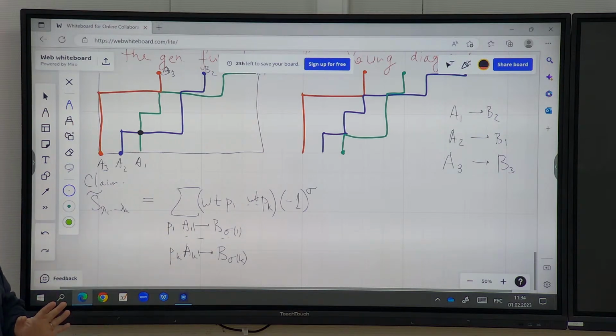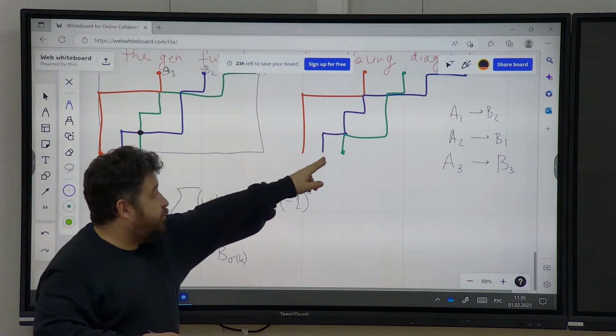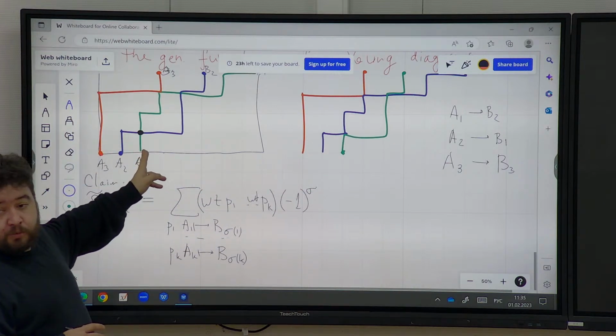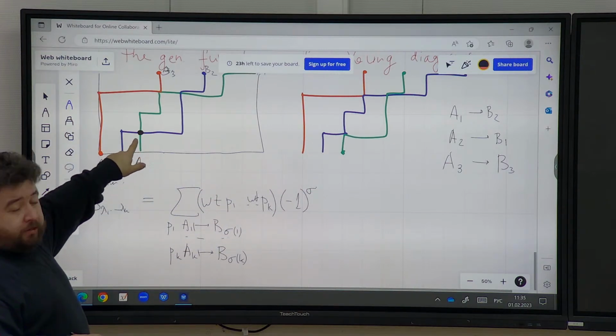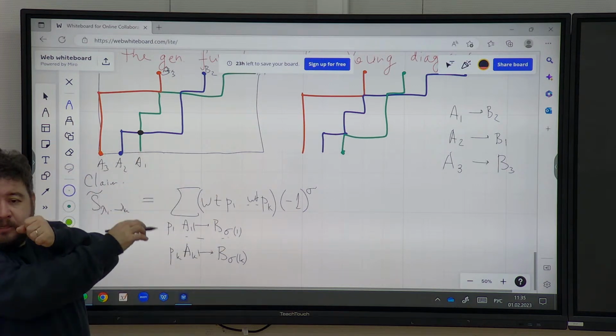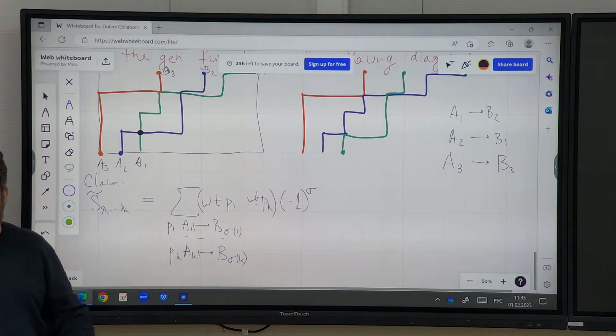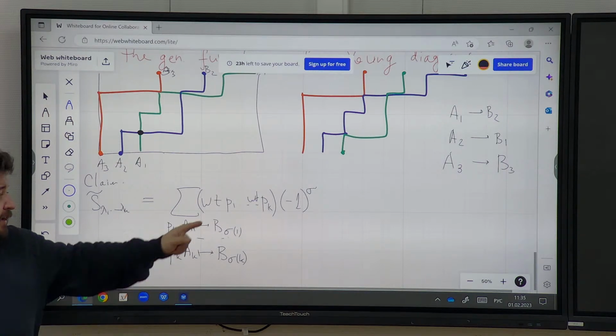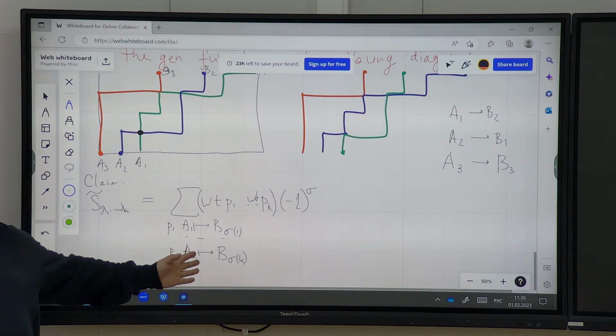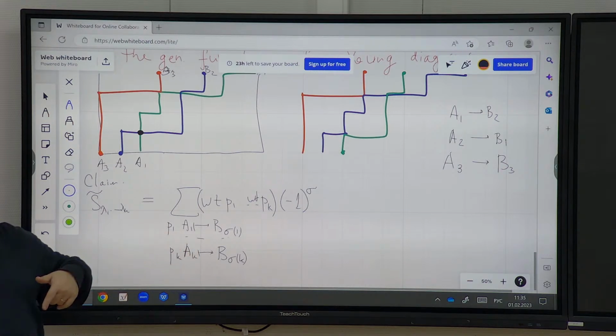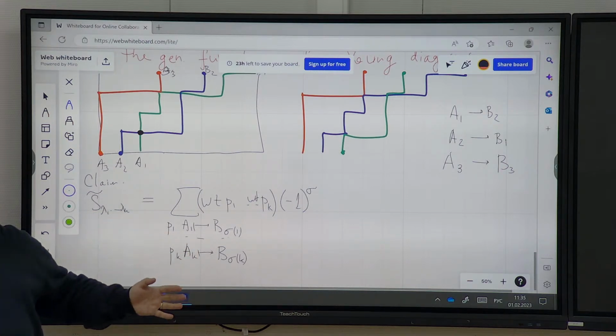Why is it so? Because I can do exactly the same trick for all configurations with a crossing. I can take the first crossing and I can swap the tails and get another configuration of the same weight. But what about the sign of sigma? It will correspond to a different sigma, to a different permutation, sigma prime. What about the sigma prime?